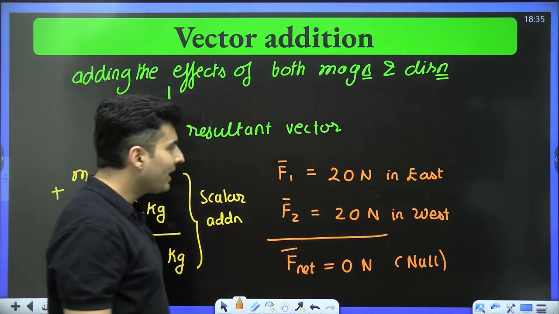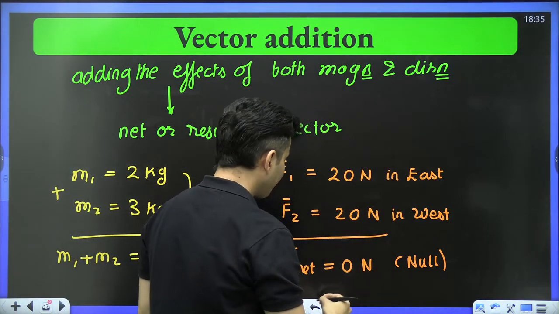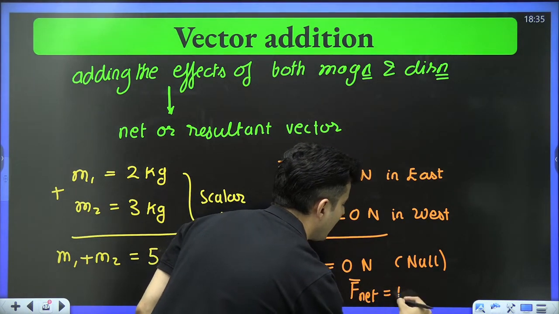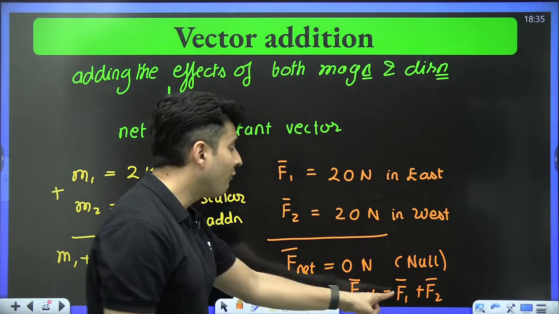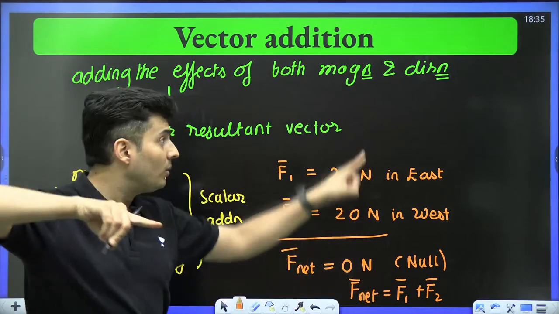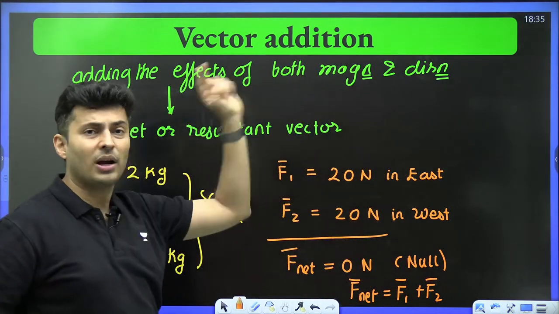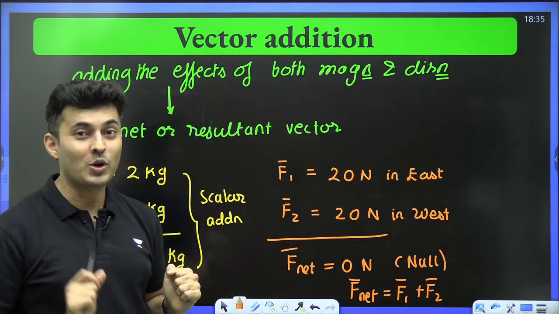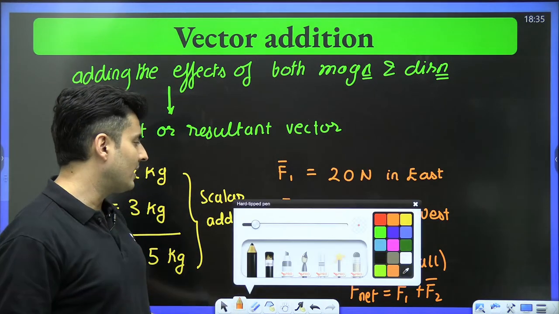Very good. So over here, what I have done is basically, this F bar net is F1 bar plus F2 bar. F1 bar means take into account the direction, and F1 tells you take into account the magnitude also. Both have to be accounted for. You cannot forget about the direction as well as the magnitude.